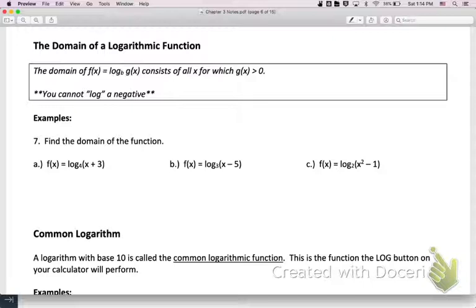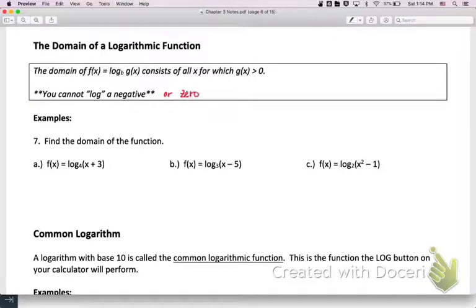So do we have to figure out where that asymptote is every single time? Do we have to graph it first? No, we just have to know the rules, okay? So there's two things. You cannot log a negative, and I would also add to this, you also cannot log 0.